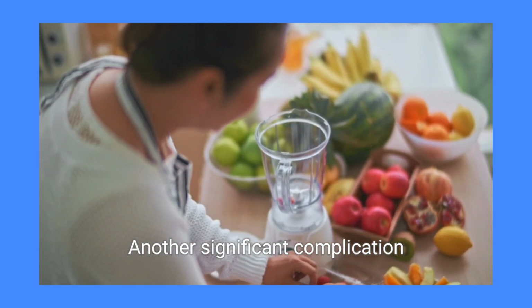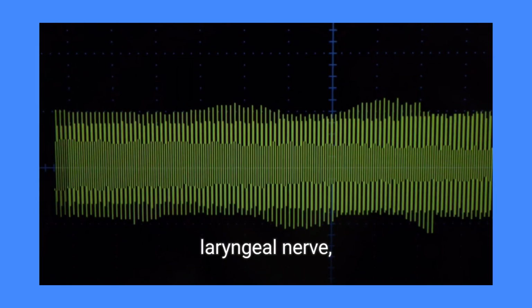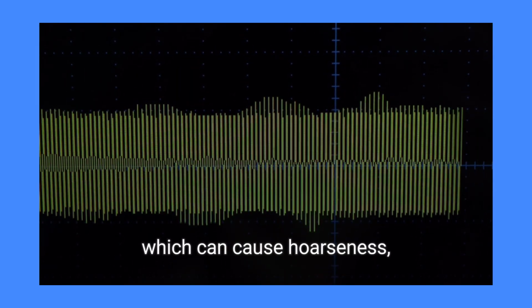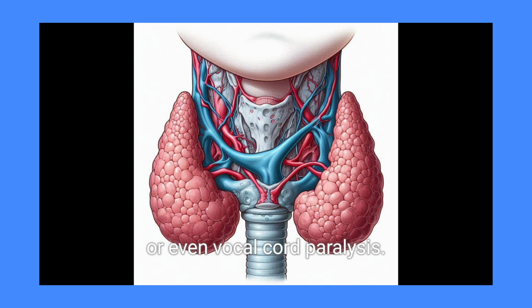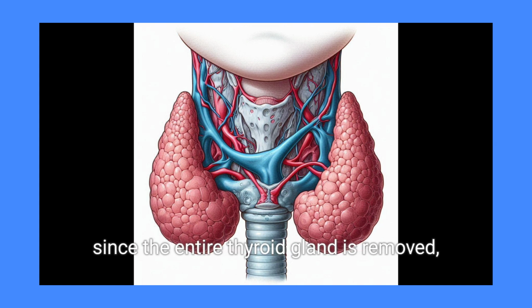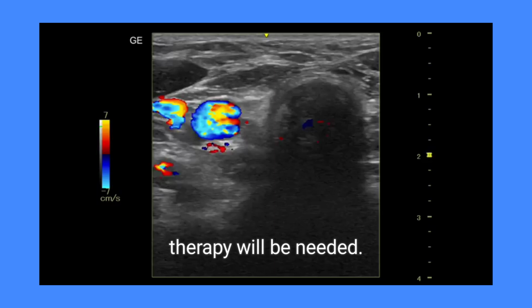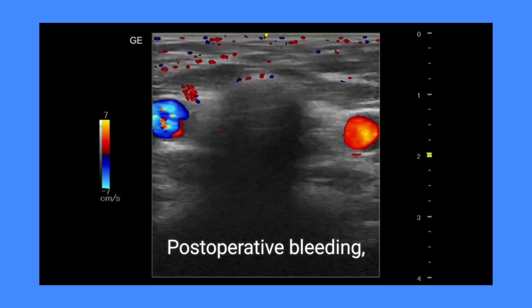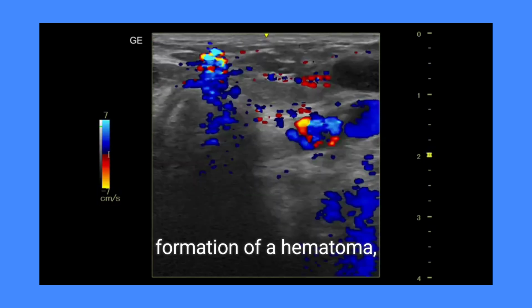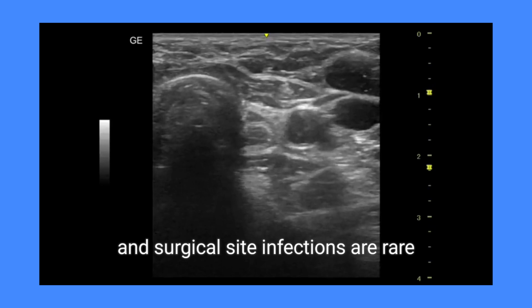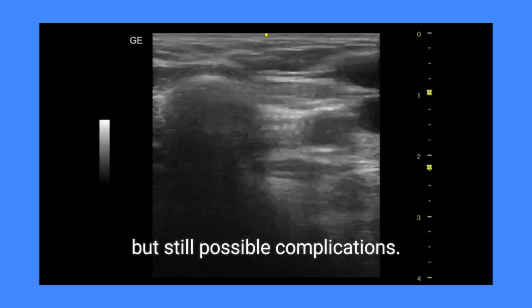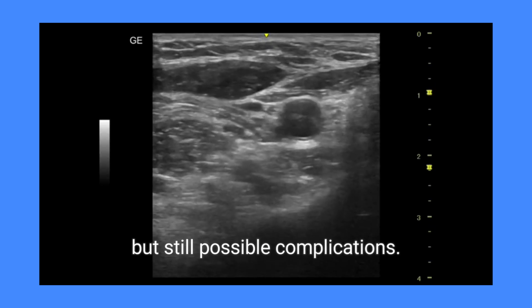Another significant complication is injury to the recurrent laryngeal nerve, which can cause hoarseness, voice changes, or even vocal cord paralysis. Hypothyroidism is also inevitable, since the entire thyroid gland is removed and lifelong hormone replacement therapy will be needed. Post-operative bleeding, formation of a hematoma, and surgical site infections are rare, but still possible complications.